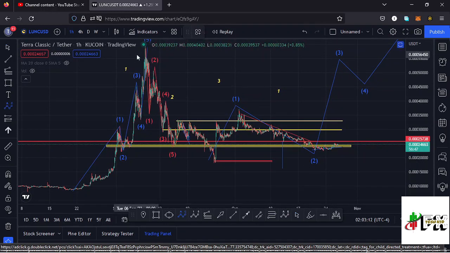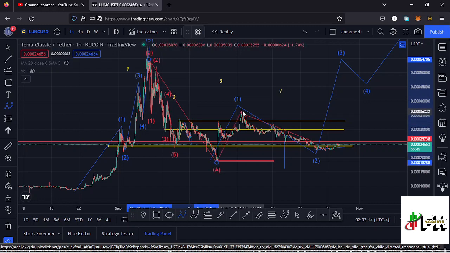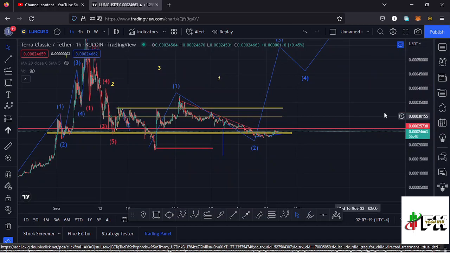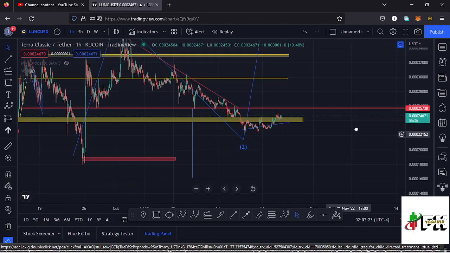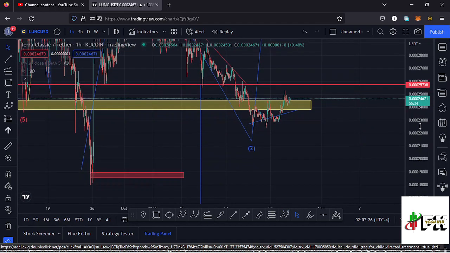ABC corrective movement. But lucky for us, since we are seeing a bit of a bounce right now to the upper side, there are chances that Lunc might be bouncing back in the formation of a wave 3 to the upper side to the target areas that I have drawn out.